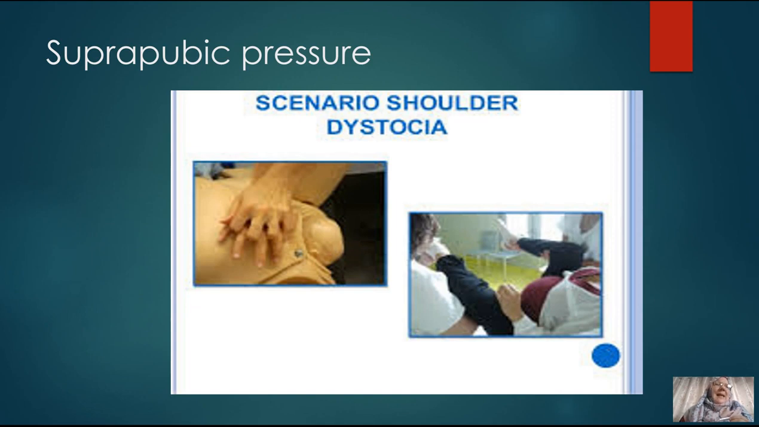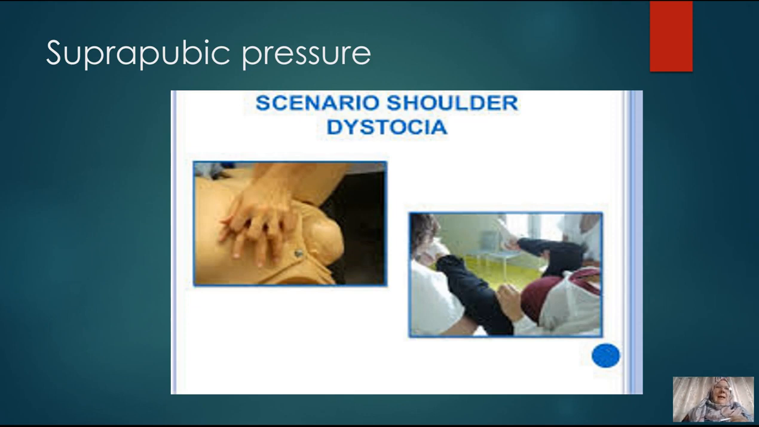You can see the hands are held similar to when you do CPR, and you should do suprapubic pressure for 1 minute in a constant pressure, followed by, if that was not effective, not 1 minute, half a minute constant pressure, and then again another half a minute rocking pressure. So altogether, suprapubic pressure should only be done for 1 minute, and if it doesn't work, you need to go on and do other things.